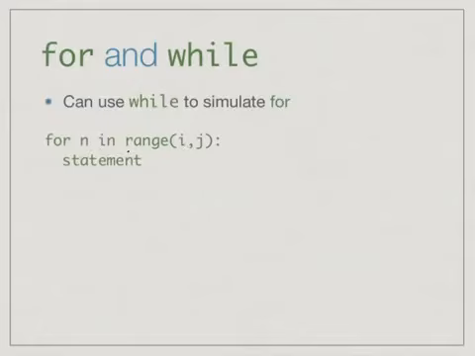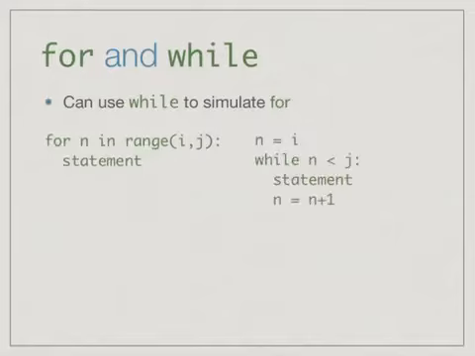So we start at i and we let n go through the sequence i plus 1 up to j minus 1. And for each value of n, we execute this statement, or there may be more statements here. So this is a block of things inside the loop that we will execute. If we want to do this without a for, we could do it with a while as follows.